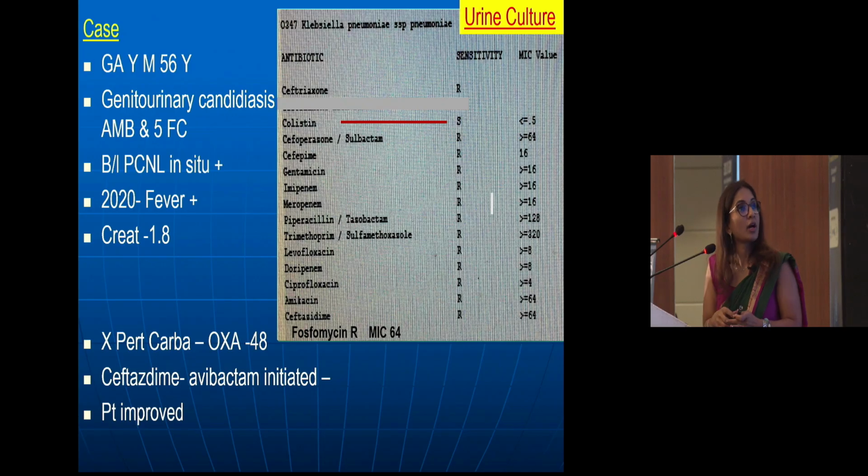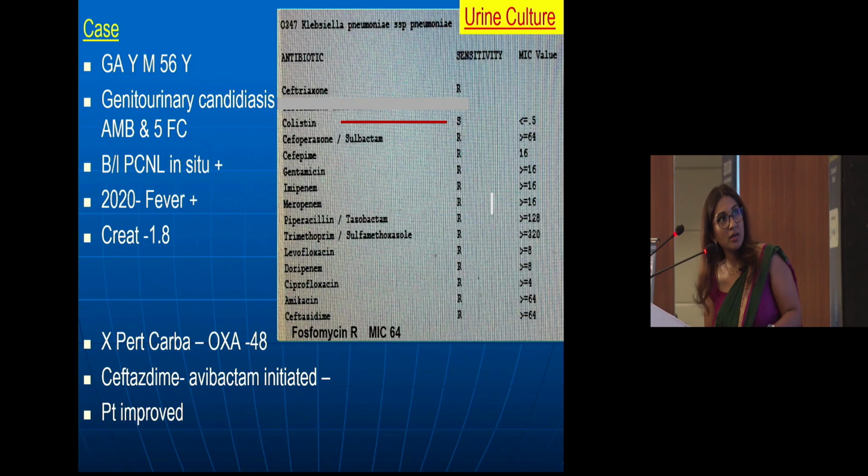Now, I will mention this case. This is a 56-year-old gentleman who had genitourinary candidiasis, and subsequently was treated with amphotericin B as well as 5FC. He had bilateral PCNL in situ, and initially had a urine culture which grew Klebsiella pneumoniae, which was a CRE, as we can see here. Subsequently he developed fever with his creatinine jumping up to 1.8.